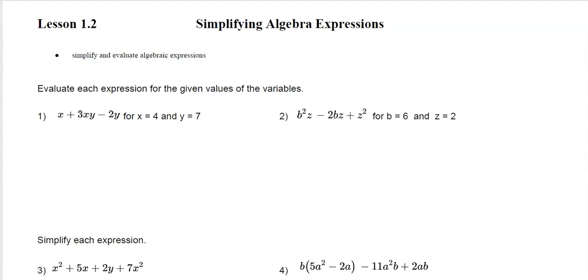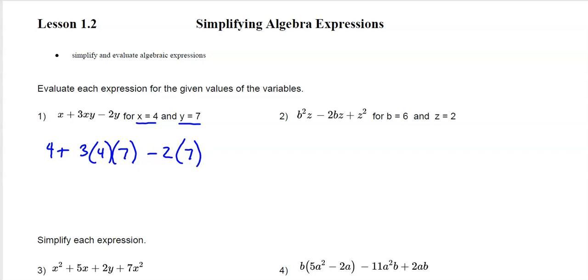So the first part here says evaluate each expression for the given values of the variables. The first one, our expression is x plus 3xy minus 2y, and then they tell me I want x to equal 4 and y to equal 7. So I have to plug those in. I'm going to basically have 4 plus 3 times, and I can get rid of that parenthesis and just put parentheses around where I'm entering values in. Minus 2 times y, which is 7.